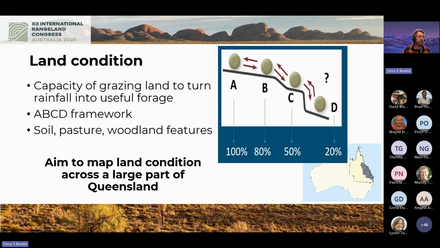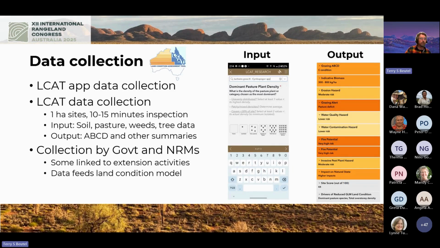Now, you determine land condition based on soil characteristics, pasture, and woodland features. And our aim in this work is to map land condition across a large part of the Queensland grazing lands. Okay, so there's a few parts to this project. The first part is data collection.